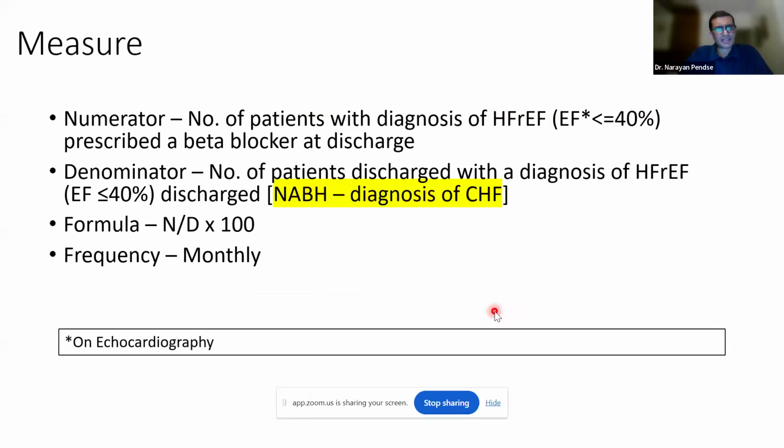Obviously, in order to measure something or to frame an indicator, we need to have some basic formulas in place. So what is the numerator for this indicator? The numerator is the number of patients with diagnosis of heart failure with reduced ejection fraction, that is ejection fraction less than or equal to 40%, detected on echocardiography. This NABH, for example, has not defined. I have added it here so that there is objectivity, because there may be a possibility that the echo may not have been done for certain patients, but we need some objective criteria.